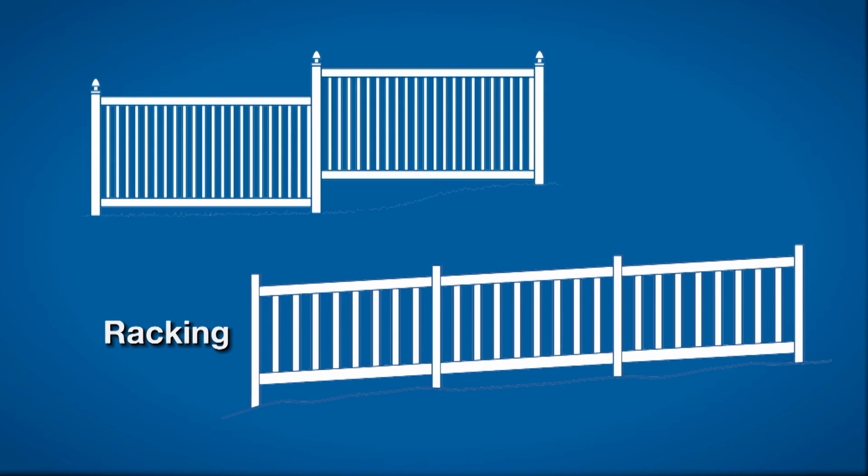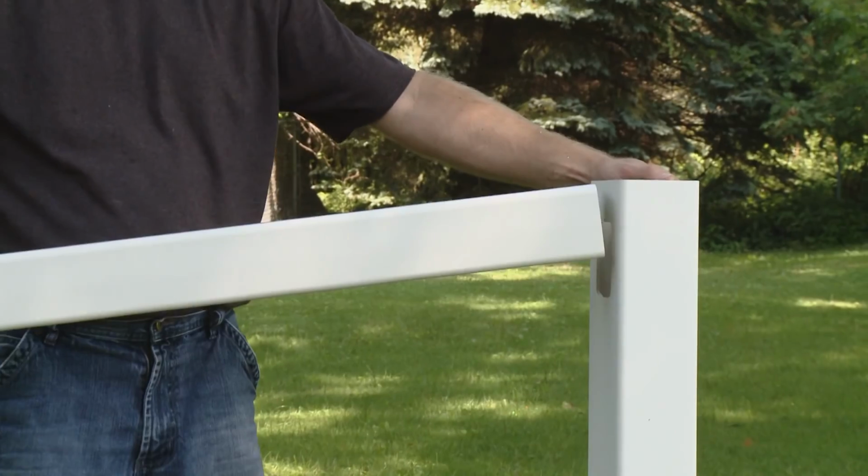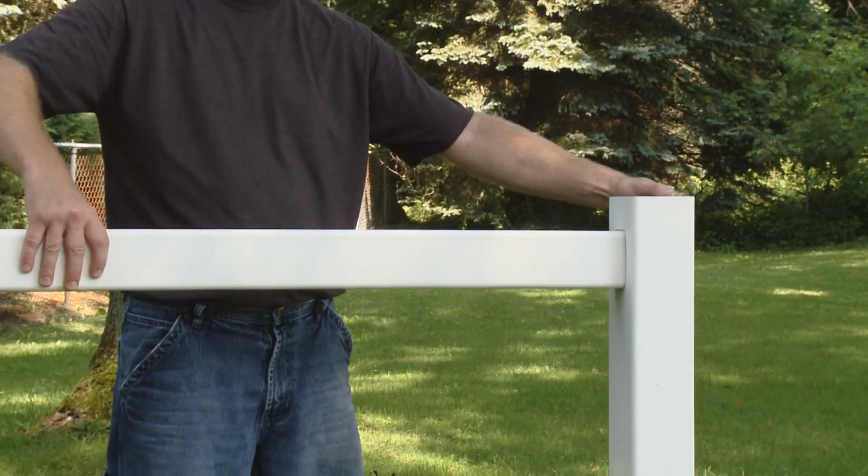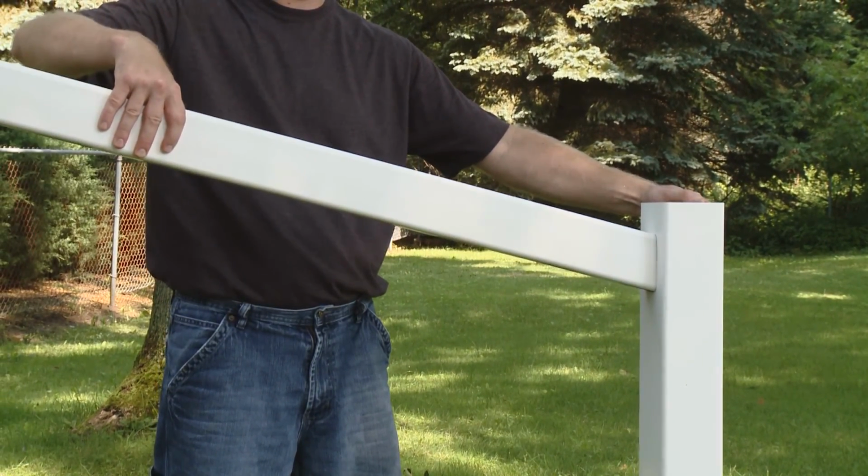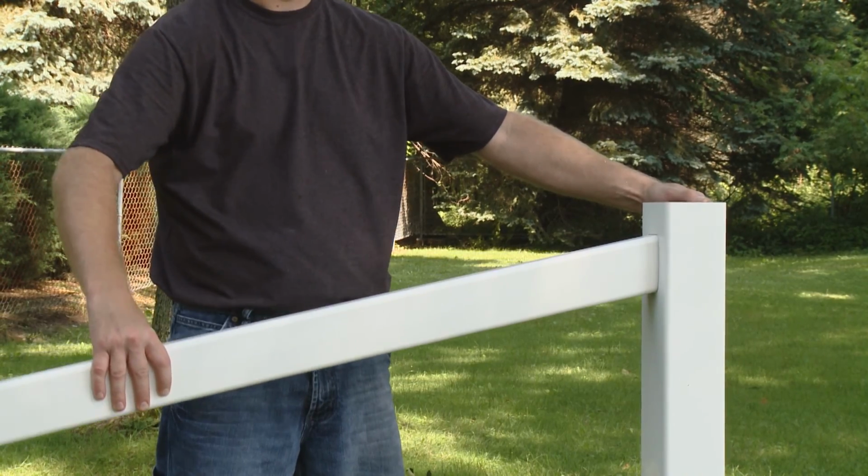The second option is to install the fence with the racking method, in which the fence rails follow the slope of the terrain. Depending on the severity of the slope, the rail and post holes may have to be enlarged slightly to accommodate the change in angle.